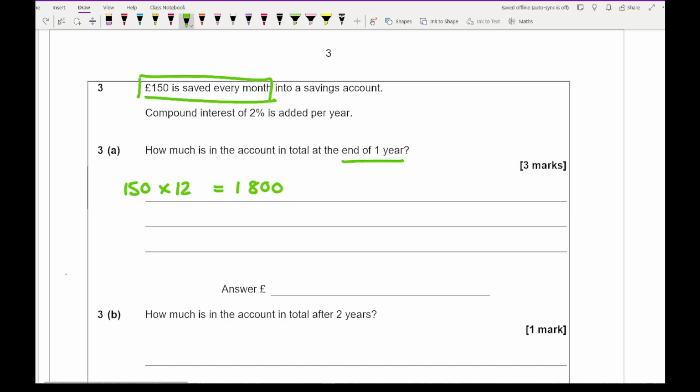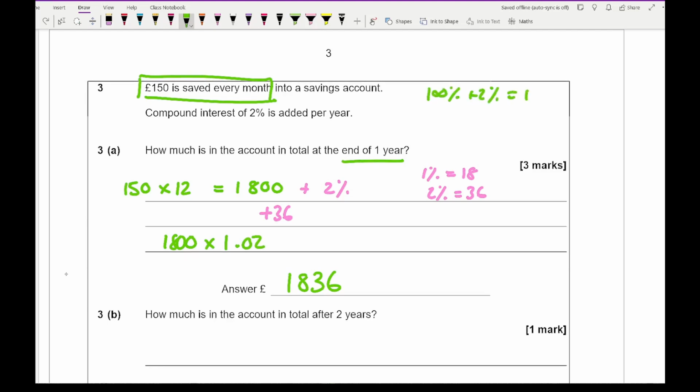And then we need to add 2% of that. Now, 1% is going to be £18. So that means that 2% is going to be £36. So then all I'm left to do is just add £36 to 1,800, which gives me 1,836. Alternatively, what you could have done is 1,800 multiplied by 1.02, because 100% plus 2% is 102%, and that as a decimal is 1.02, and that gives me the same answer.